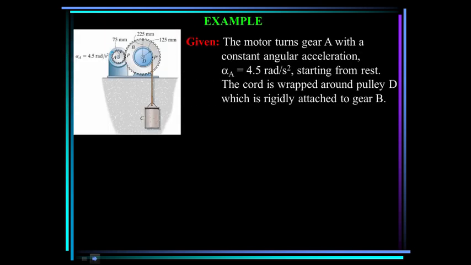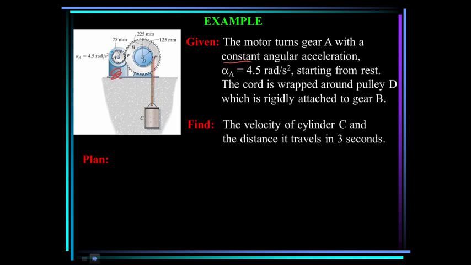Okay, let's do an example. We have this motor here, and it's turning a gear A with a constant angular acceleration. Alpha sub A is 4.5 radians per second squared. So that's constant, so we can use our constant angular acceleration equations. It starts from rest, so that means the initial omega is 0. The cord you see here is wrapped tightly around the pulley D, which is rigidly attached to gear B. Find the velocity of the cylinder C and the distance it travels in 3 seconds.